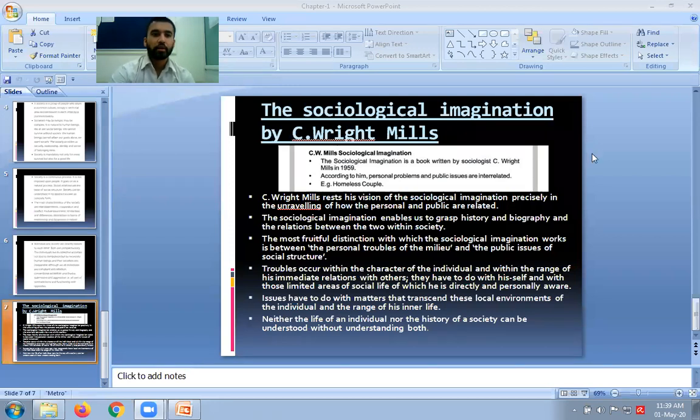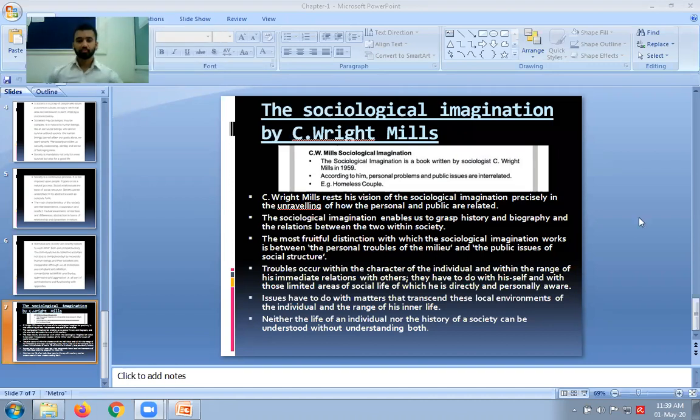Look what happens. Troubles occur within the character of the individual and within the range of his immediate relationships with others. They have to do with his self and with those limited areas of social life of which he is directly and personally aware. I have told you that personal troubles are always there in the milieu. Milieu means local environment. Personal troubles are always there in the local atmosphere of an individual; it is not going beyond that.